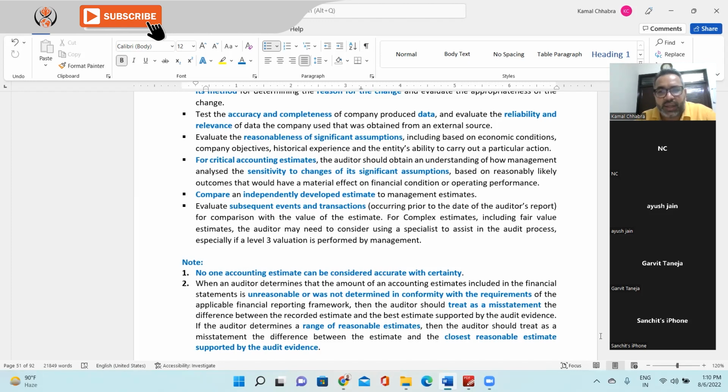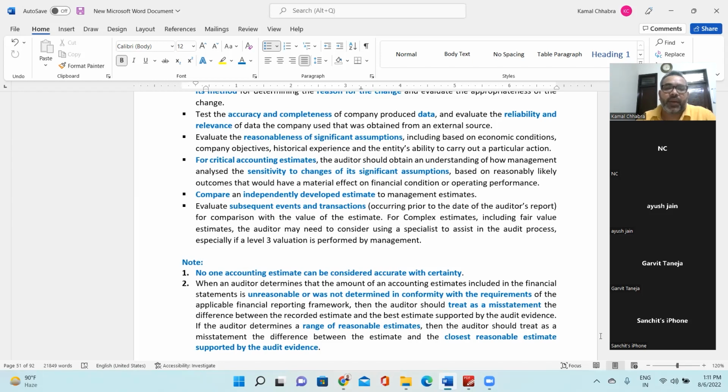That is the sensitivity analysis you need to perform. And nowadays, it is a mandatory disclosure required for the significant accounting estimate. Wherever you have identified any estimate as a significant accounting estimate, you need to make sure in the disclosure part, in the notes to accounts for that respective account balance, you need to give the sensitivity analysis as well.